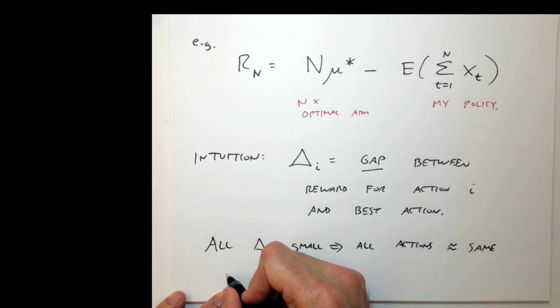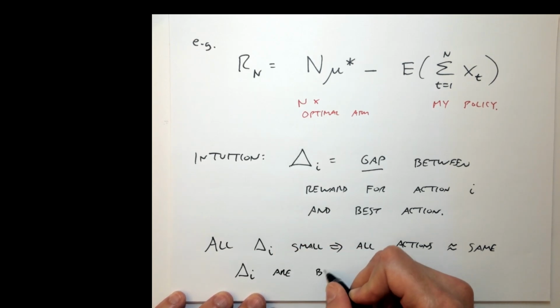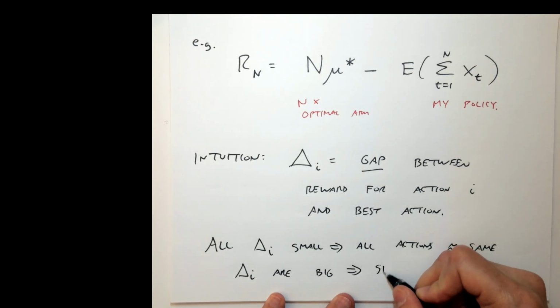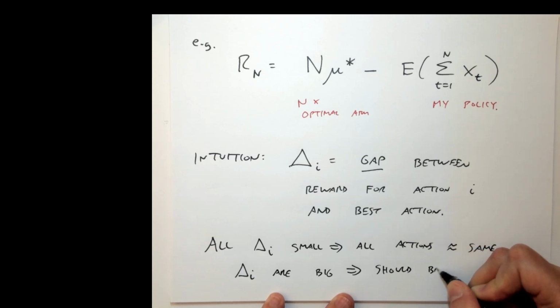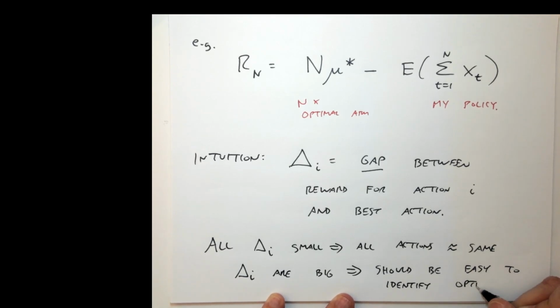On the other hand, if the delta i are big, meaning that there's a big difference between the good arm and the bad arm, it should be pretty easy to figure that out early on so that I can commit to the good arm faster, right? So it should be easy to identify the optimal arm.